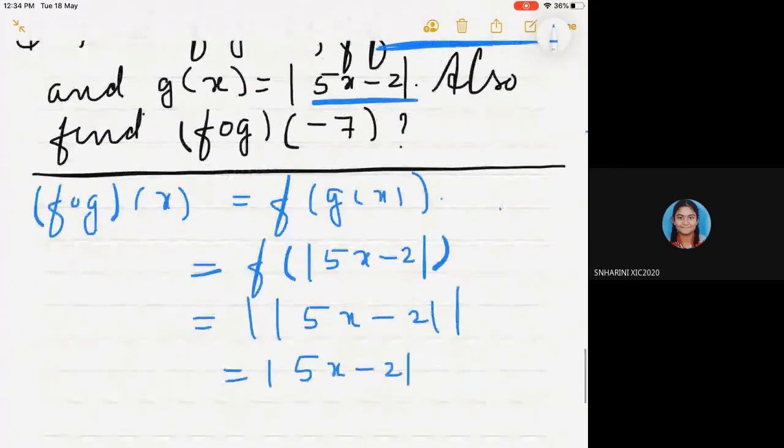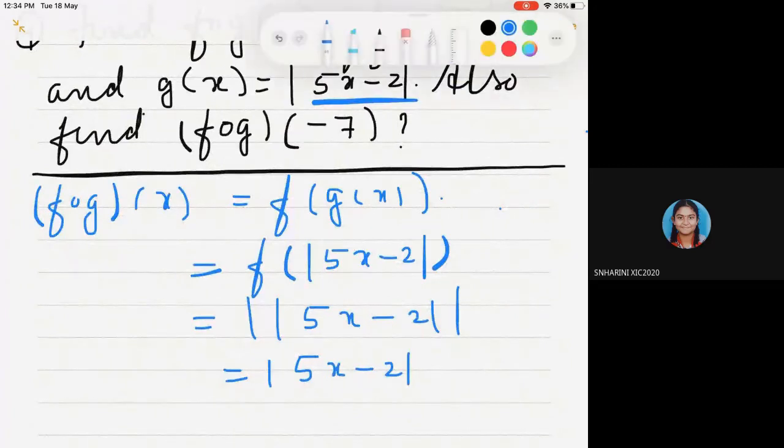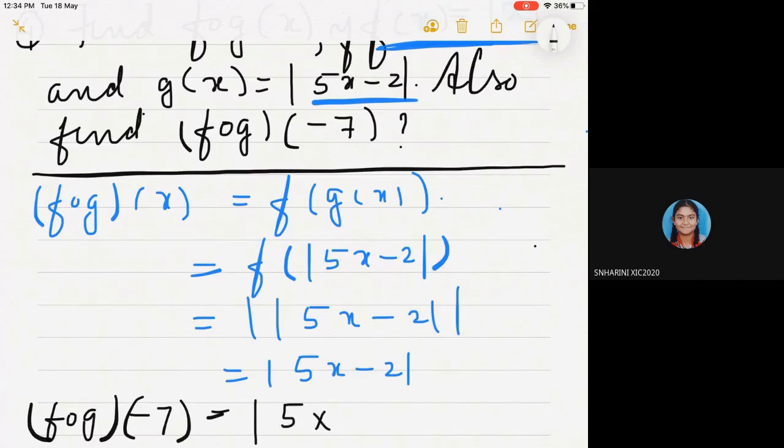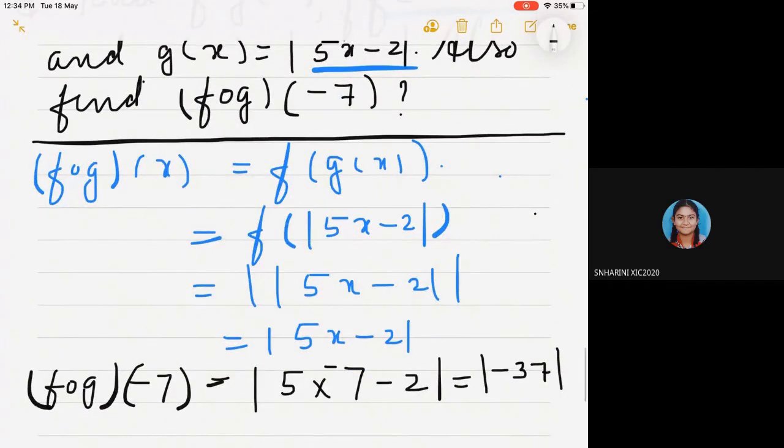Now the next part is f dot g of minus 7. That means in place of x, you will put minus 7. So it is modulus of 5 into minus 7 minus 2, which is modulus of minus 35 minus 2, that is minus 37, and modulus means you will get the positive value. So 37 is the answer.